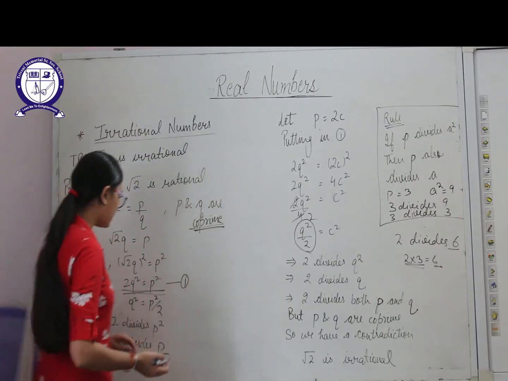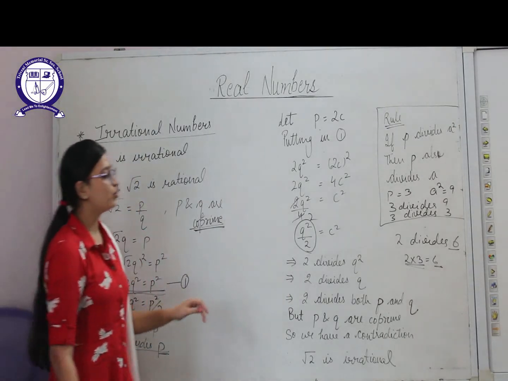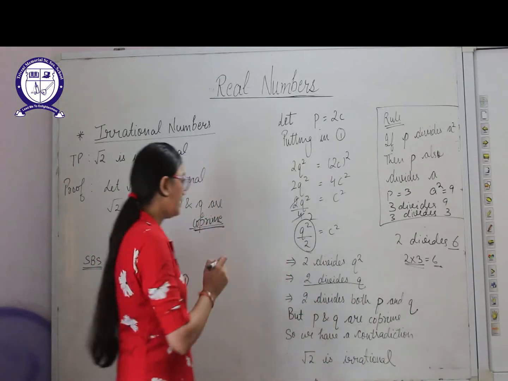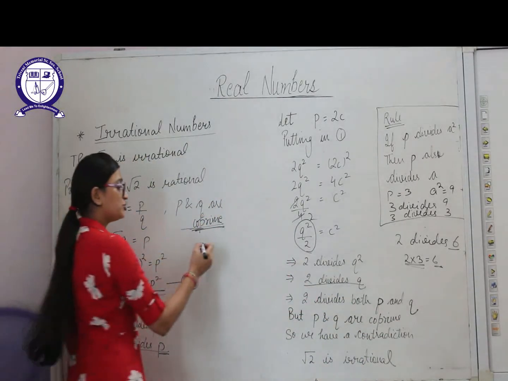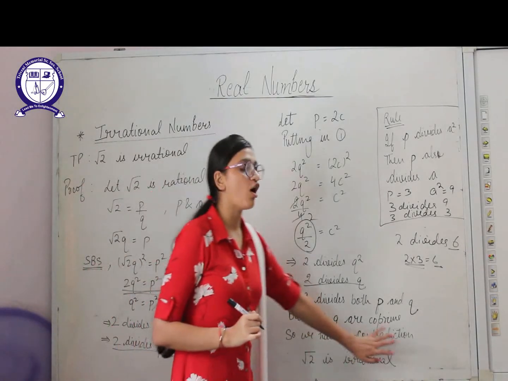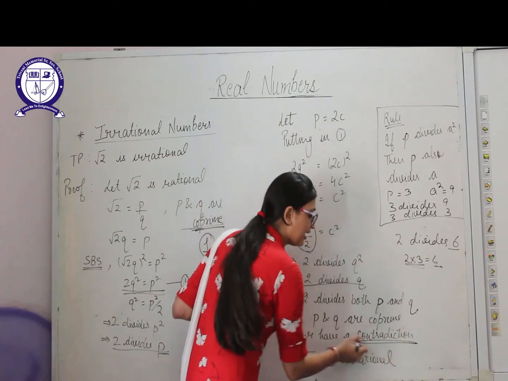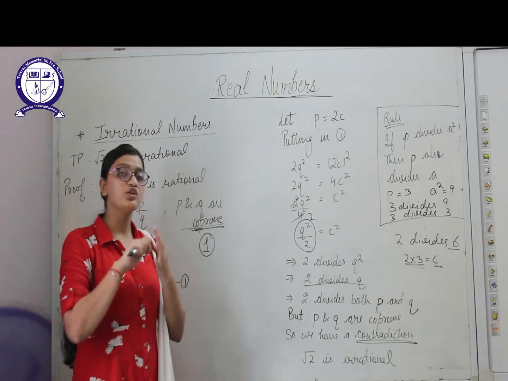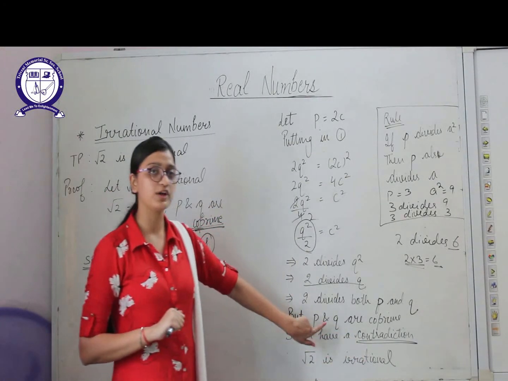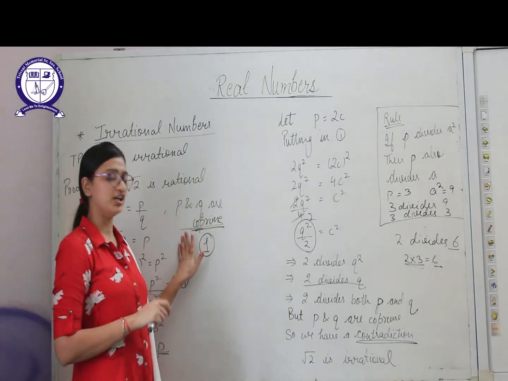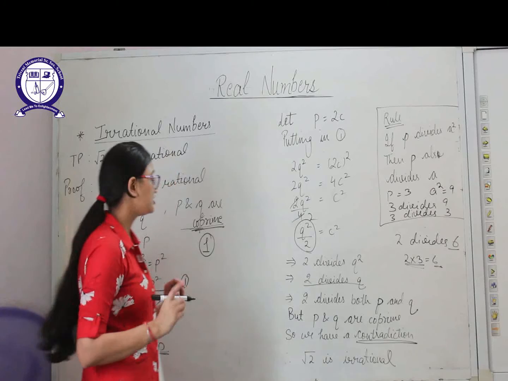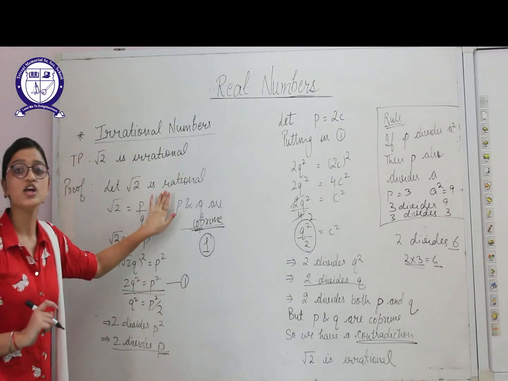So we can see that 2 divides p and 2 also divides q. So 2 divides both of them. But p and q are co-prime, so they should be divisible by 1 only. So it means that we have a contradiction. Contradiction means that we have come to a wrong conclusion, because it contradicts our assumption. So we will say that root 2 is an irrational number, because our assumption was wrong.